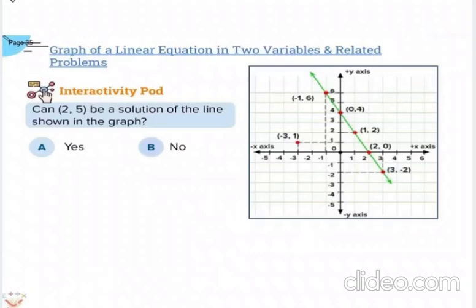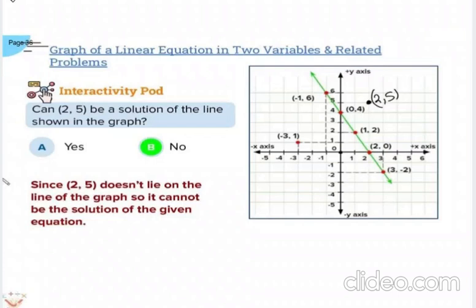Okay, now let's see a question. Is (2, 5) a solution of the line shown in the graph? Now here you see, where will (2, 5) come? I'm marking it with red. 2 is here, 5 will be here, so this is (2, 5). Now is the line passing through it? The line is not passing through it, so obviously no. (2, 5) is somewhere over here. So no, (2, 5) is not a solution.